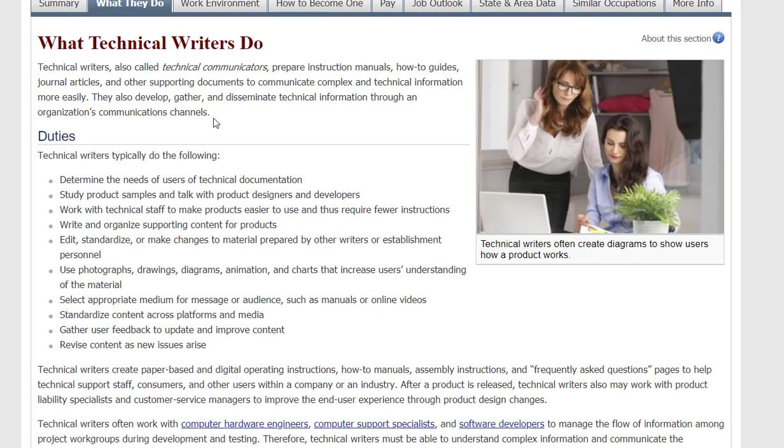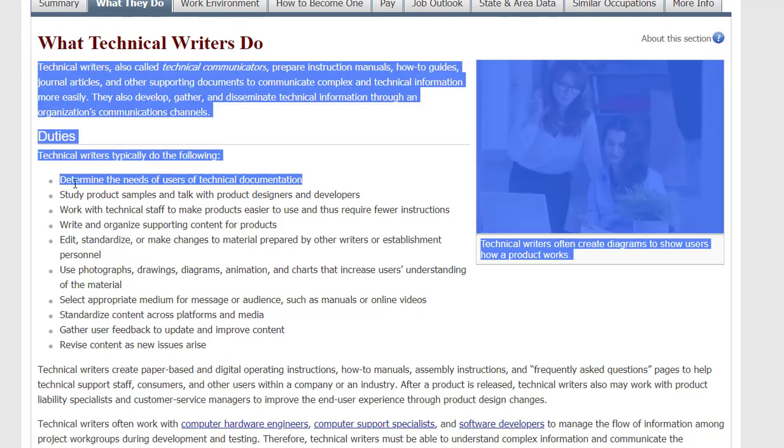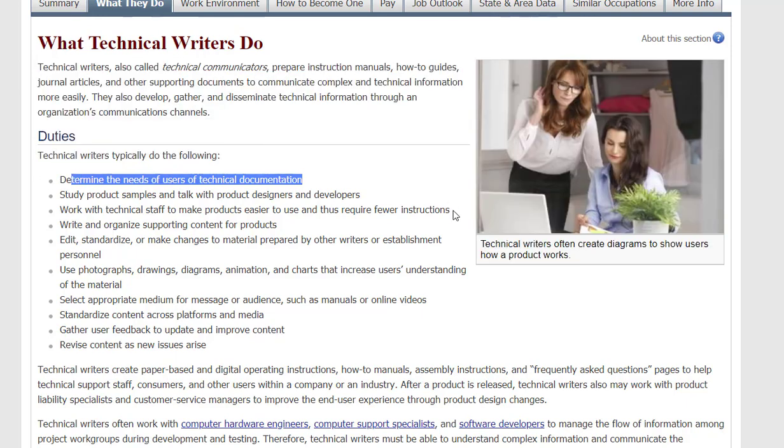And again, if we go back here to our general description of what a technical writer does, the first thing that's listed is prepare instruction manuals, how-to guides. And that's the first bullet here: determine the needs of a technical documentator, and then write instructions. So this could be something that's Texas specific, which means it may somehow connect to the industries that employ the most technical writers in Texas.